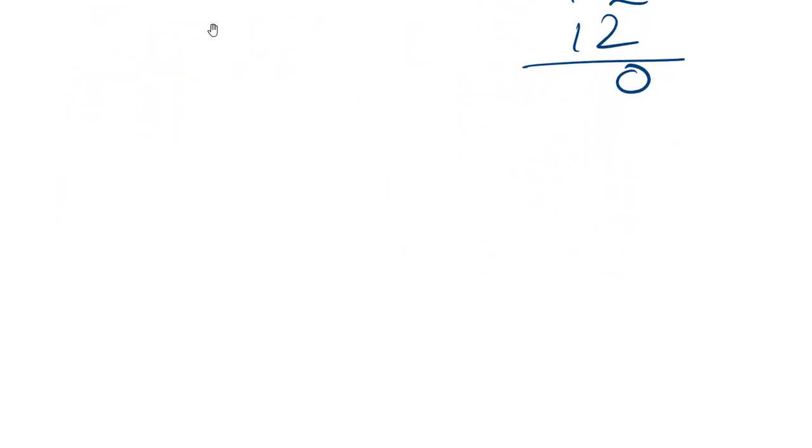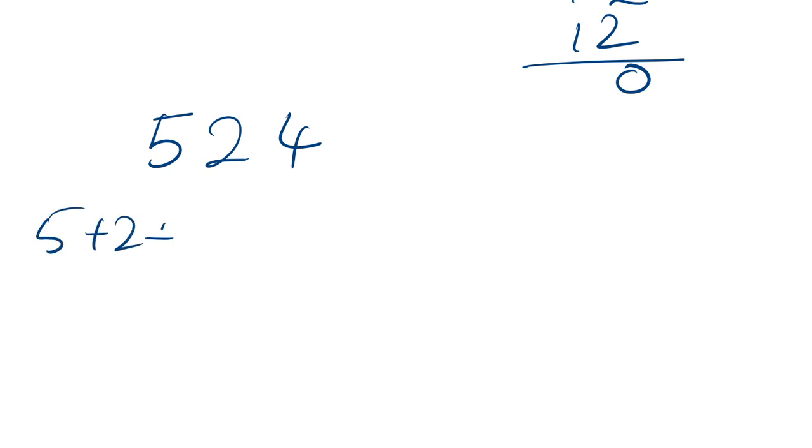We can check one more question where it is not divisible. 524. Here the ones place digit is 4. It is even. That means this number is divisible by 2. What about 3? Check the sum of digits. 5 plus 2 plus 4. 5 plus 2, 7. 7 plus 4, 11. This is not a multiple of 3. So, we can say this one is not divisible by 6.